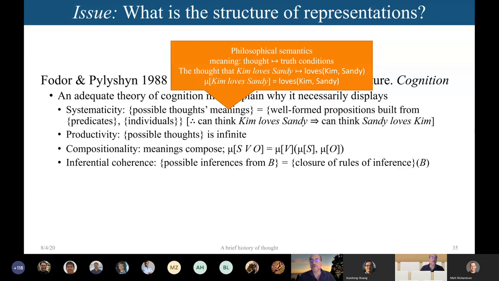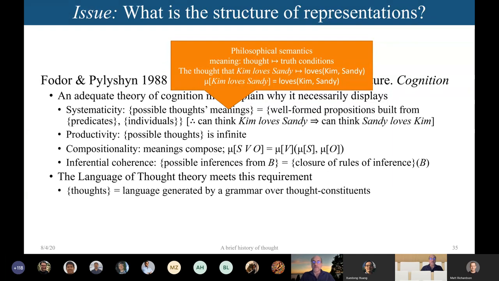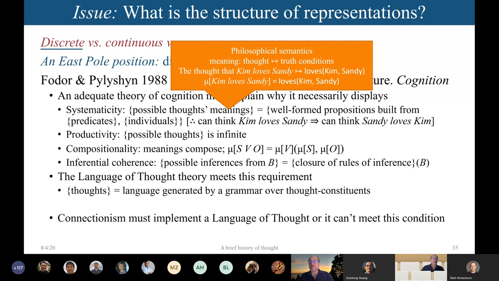Here, I've given a rational reconstruction of Fodor and Pylyshyn's argument, which is stated much less precisely. Fodor and Pylyshyn claim that the language of thought theory meets this quadruple requirement, where the language of thought, due to Fodor, asserts that an agent's set of thoughts is a formal language generated by a grammar over thought constituents like love and Kim and Sandy. Their position, of course, is that the kind of structure in representations is discrete. Their grand conclusion was that connectionism must implement a language of thought or it can't meet their adequacy condition.